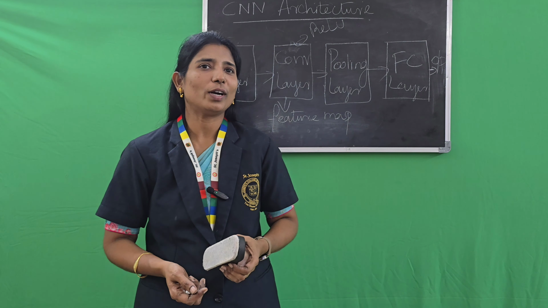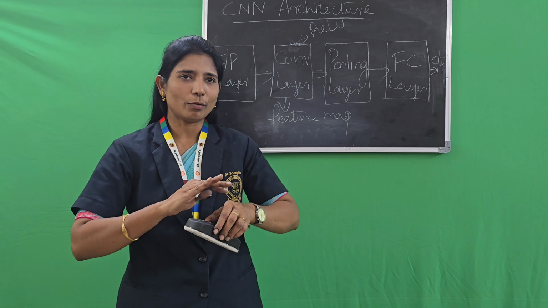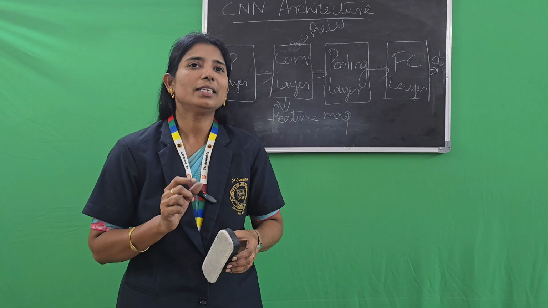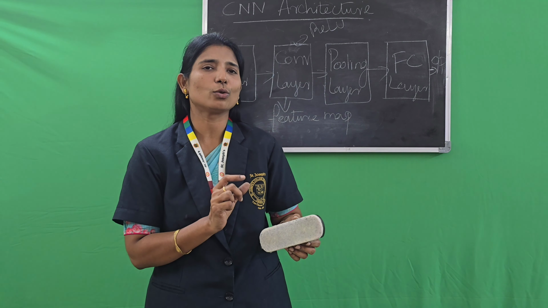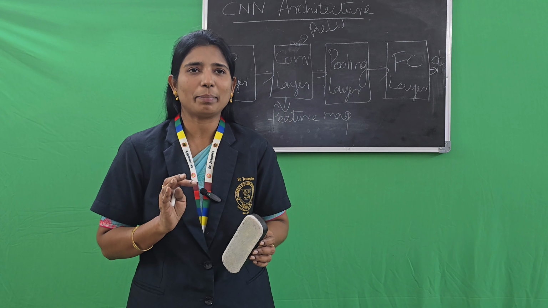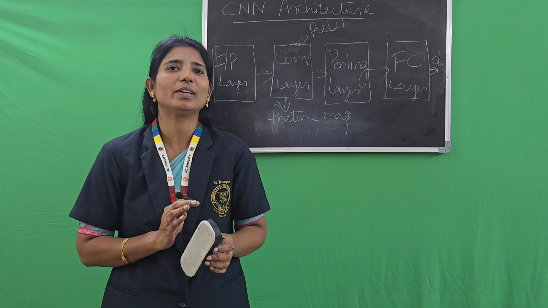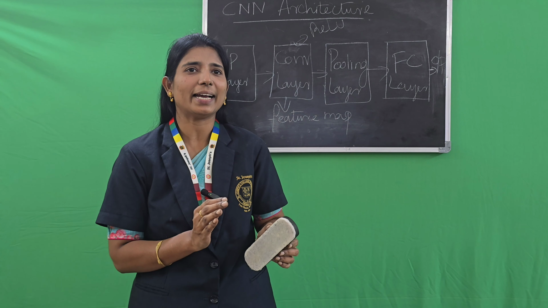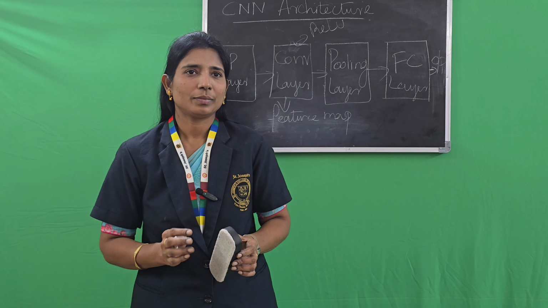After that, we have the fully connected layer. It is also called the dense layer. After several convolution and pooling layers, the data is flattened or turned into a single vector. This vector is sent to one or more fully connected layers. These layers combine all the features and make the final prediction. For example, deciding whether an image is a cat or dog.